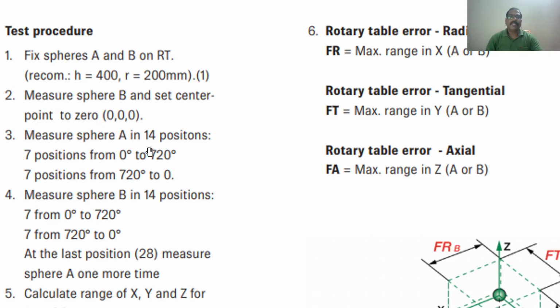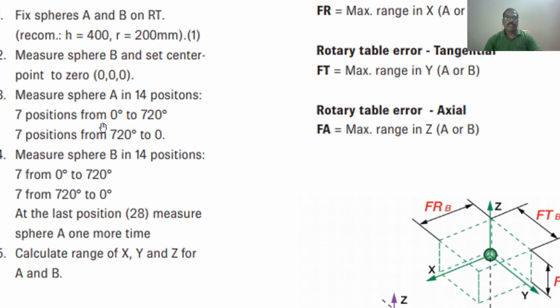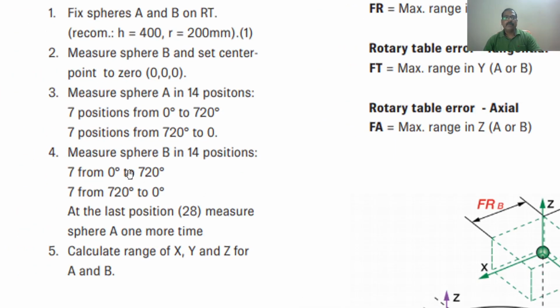Then measure sphere A in 14 positions. What are the positions? 7 positions from 0 to 720 degrees, then 7 positions from 720 to 0 degrees. Then measure sphere B again in 14 positions, 7 from 0 to 720, then 720 to 0. At the last position, 28, measure sphere A one more time.